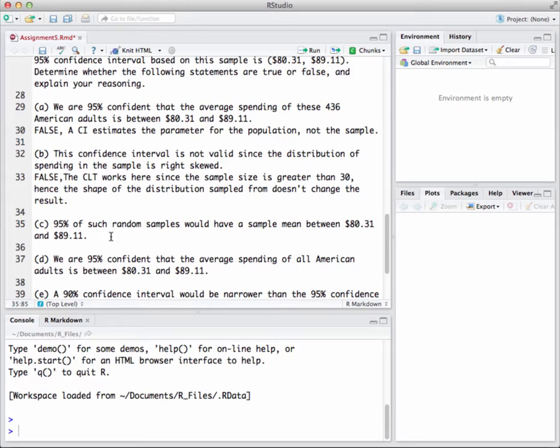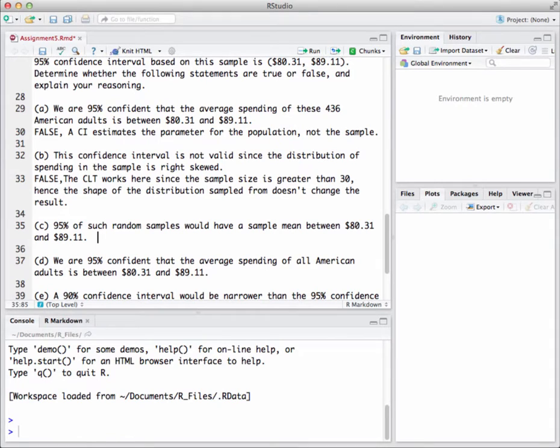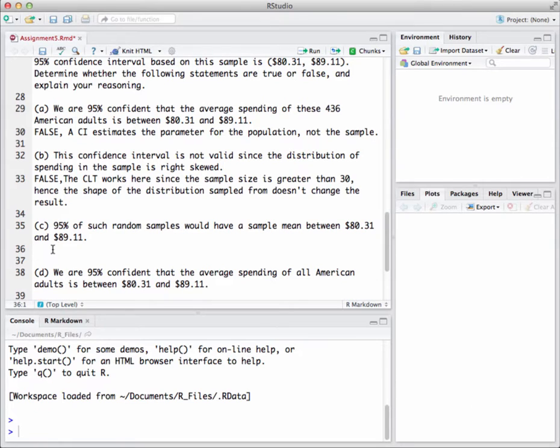All right. Okay, part C. Part C, take a stab at answering this one. 95% of such random samples would have a sample mean between $80.31 and $89.11. Okay, well, hopefully you got false on that one. This one's a little bit of a tricky bugger, but here's the thing to look at.